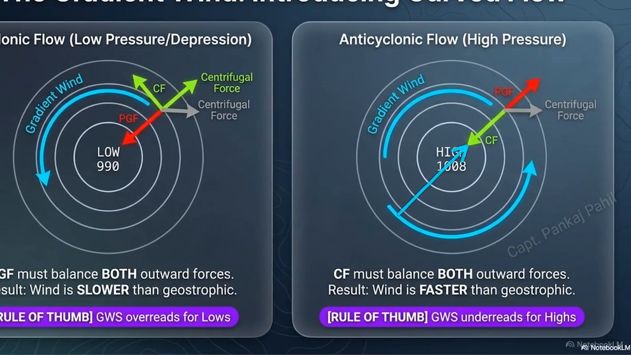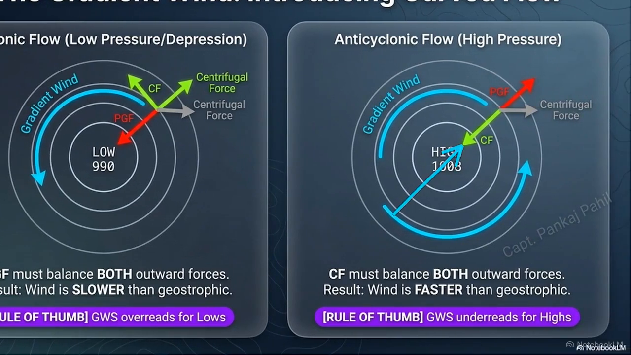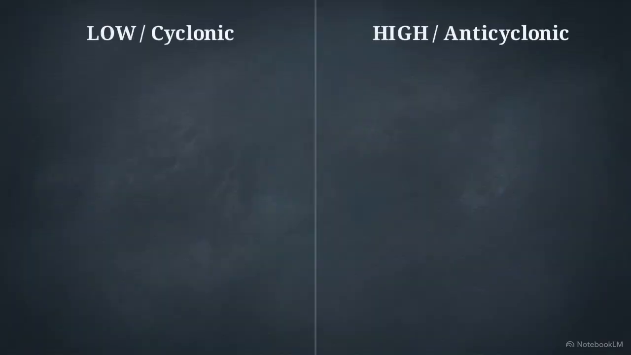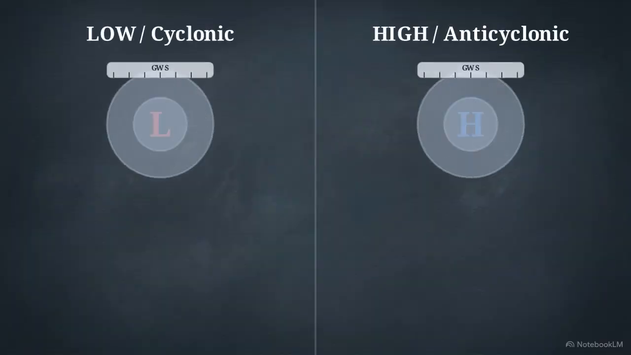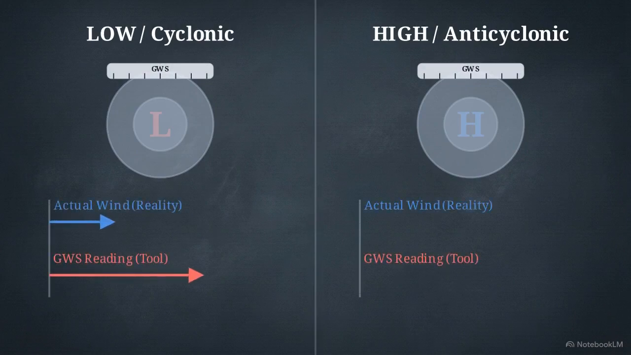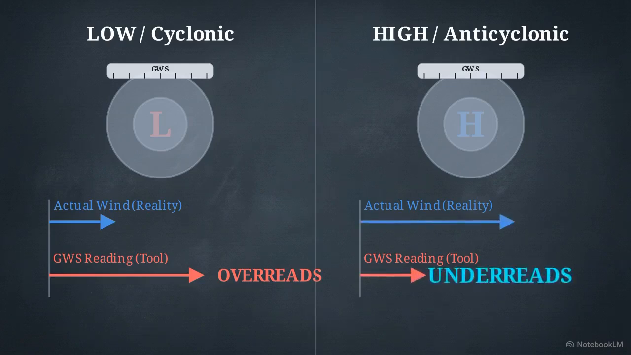Here, the Coriolis force pulls inward to balance both the outward PGF and centrifugal force. To generate enough inward Coriolis force to maintain the curve, the wind must travel faster than geostrophic speed. This dictates a vital rule of thumb for the exam. If you use the standard straight-line geostrophic wind scale on a curved system, it will mathematically overread the wind speed for lows and underread for highs.